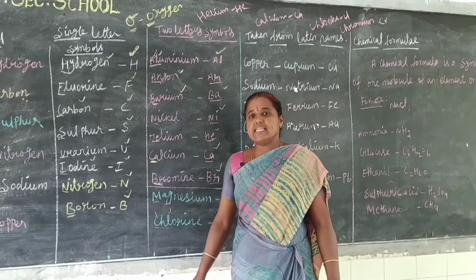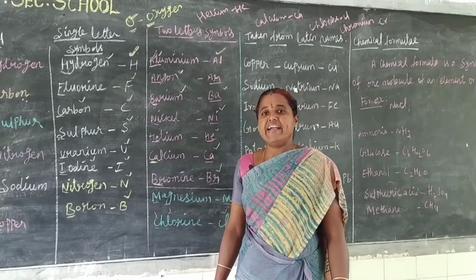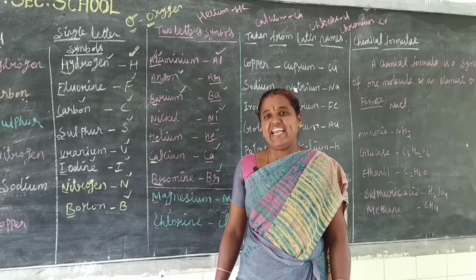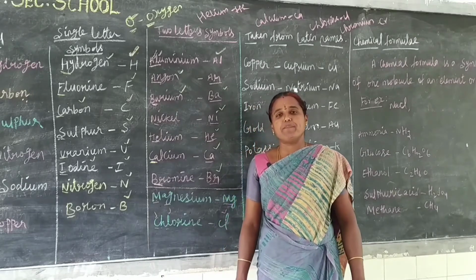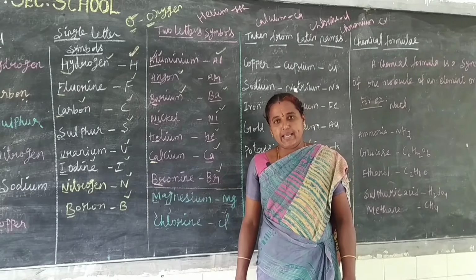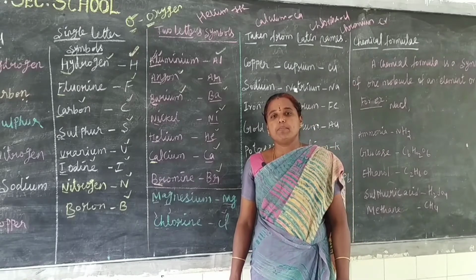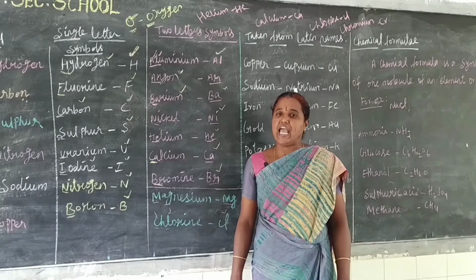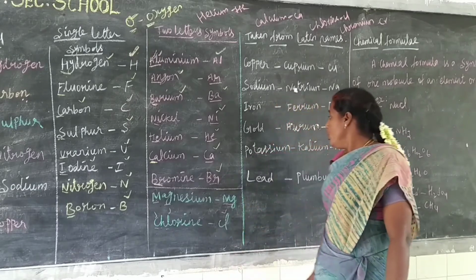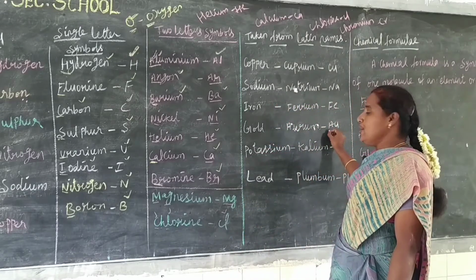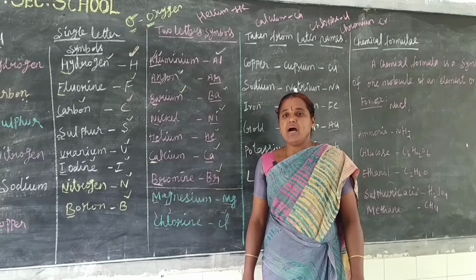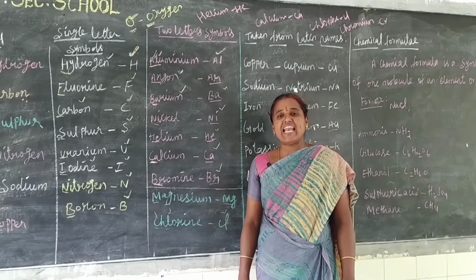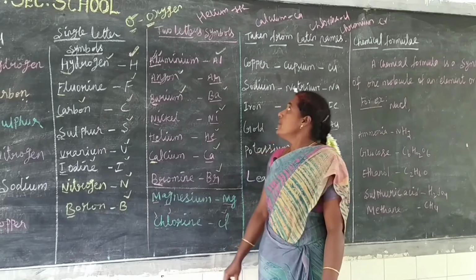Next, the symbols for some elements are derived from their Latin names. For example, the symbol for gold is Au, after its Latin name, aurum.